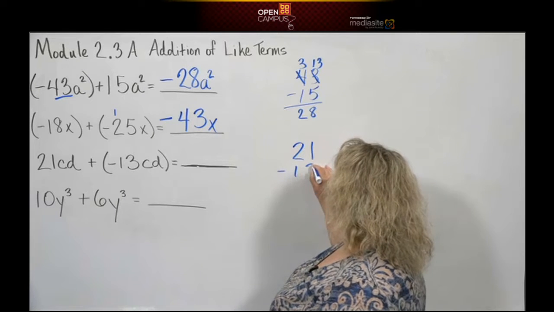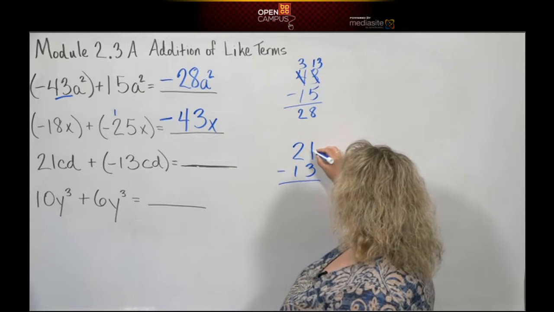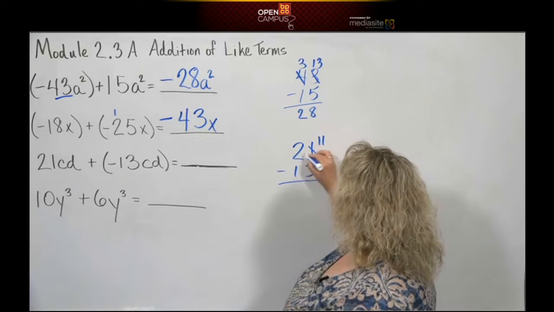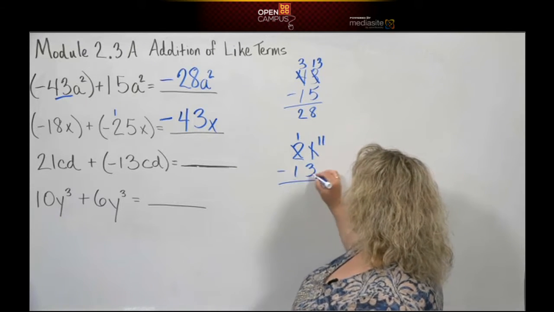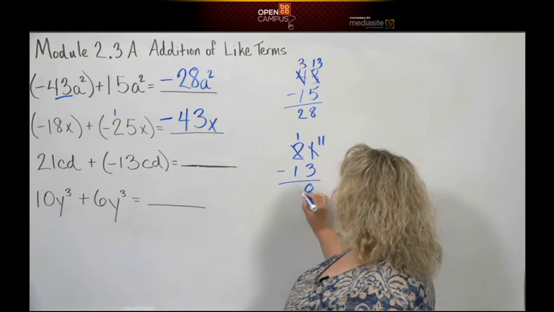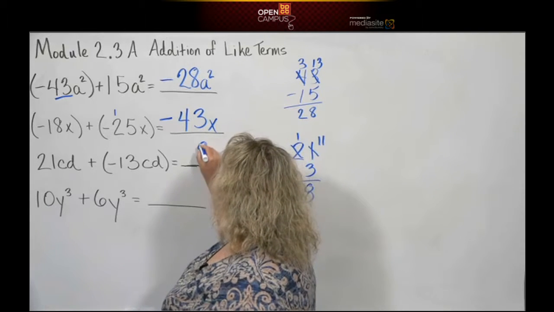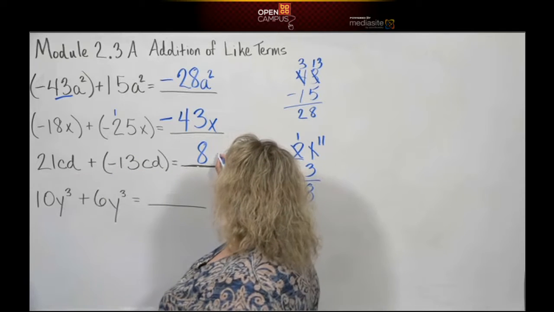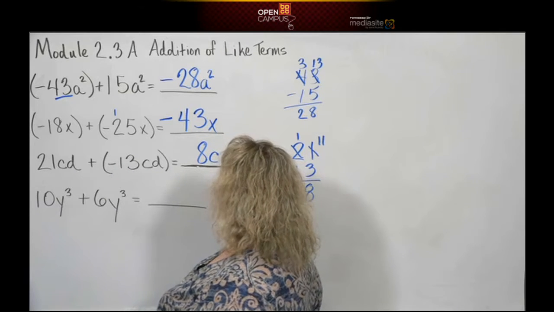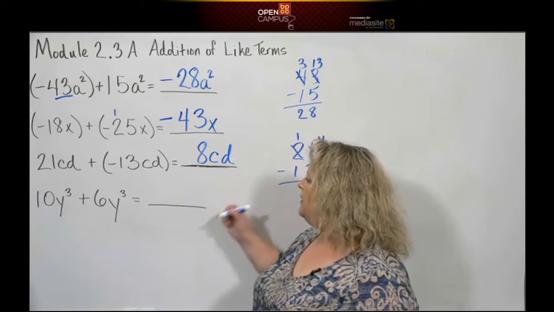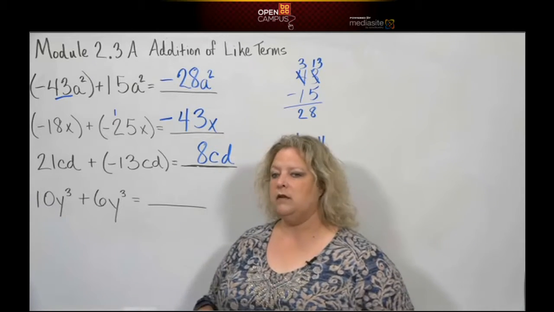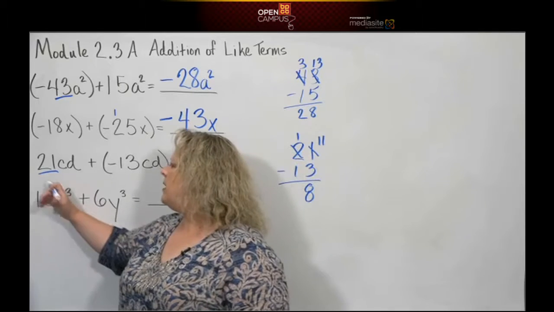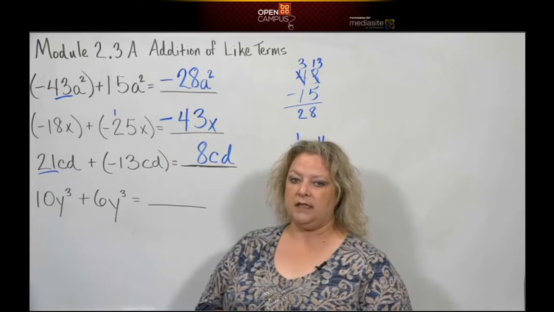21 take away 13. So we're going to borrow and make that 11 and make the 2 a 1. So when I do subtraction, 11 take away 3 is 8. So I have an 8 left. My c and my d just come across to my answer because that's what it says to do. And then to determine if it's positive 8 or negative 8, who's bigger? Well, 21 is bigger, so this time it's a positive 8.